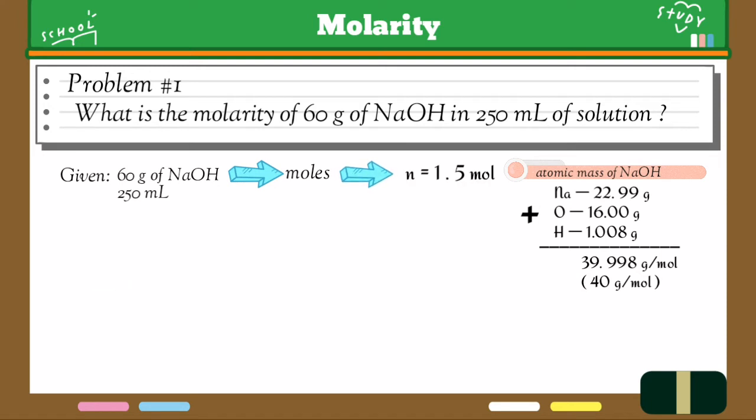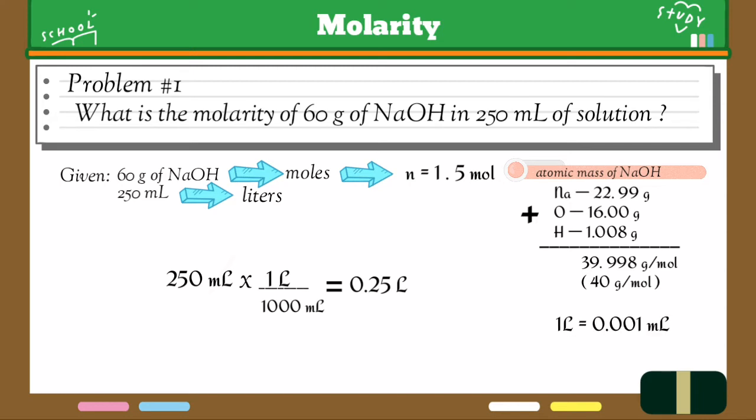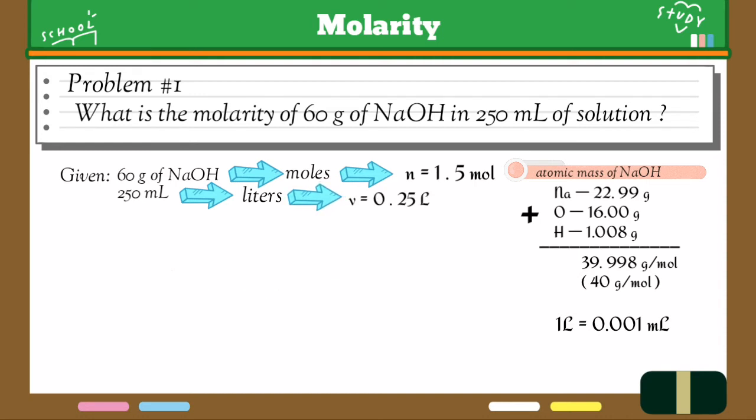And then next, we also need to convert milliliters to the unit liters. In order to get liters, simply divide by 1000. 1 milliliter is equal to 0.001 liters. Now that we have the appropriate values, we're going to divide again. 1.5 moles divided by 0.25 liters is equal to 6 molarity. And that's the concentration of problem number 1.